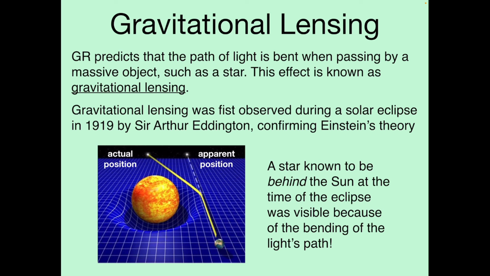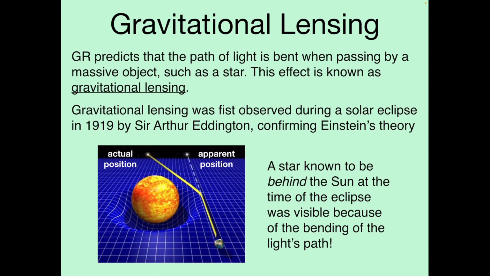So this was first observed during a solar eclipse in 1919 by Sir Arthur Eddington. Basically, the experiment that Eddington did confirmed one of the predictions made by Einstein's theory. And this is how that experiment went. There was a solar eclipse, so the moon was covering the sun at the time of the experiment, and there was a star that was known to be behind the sun during that eclipse.